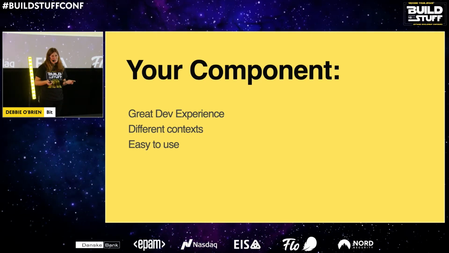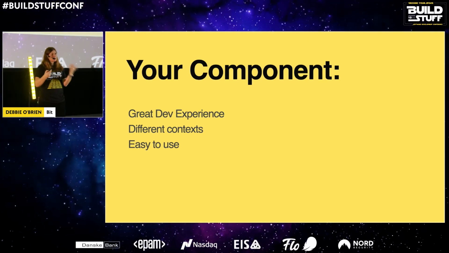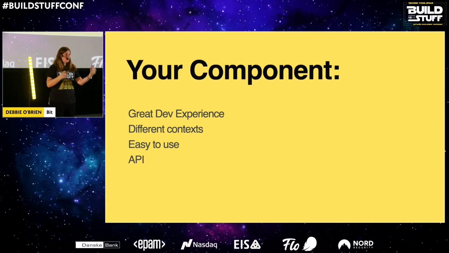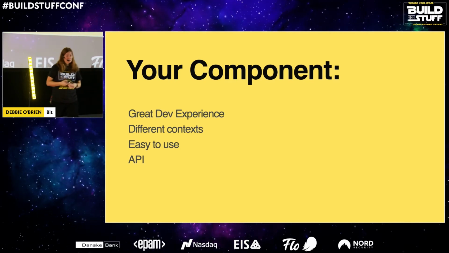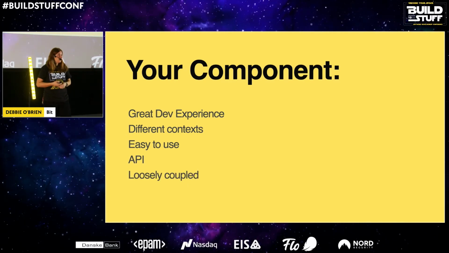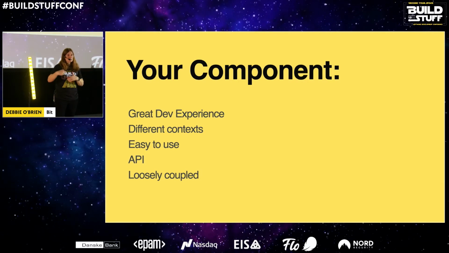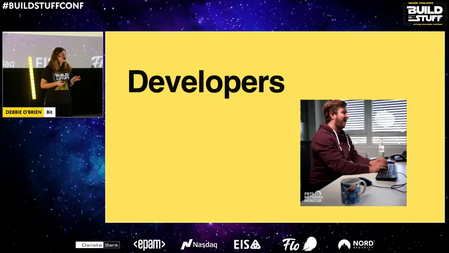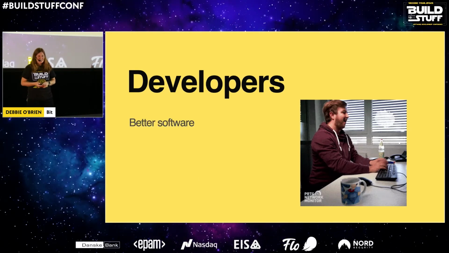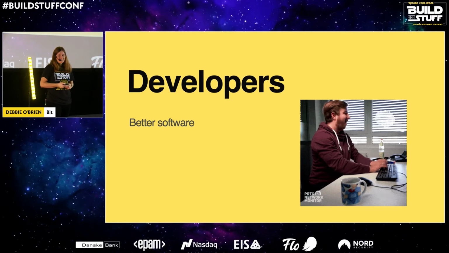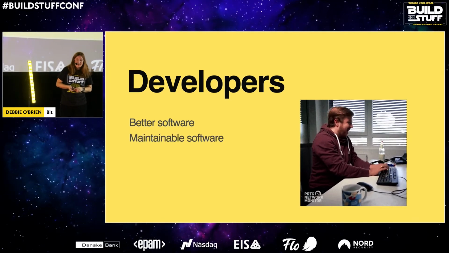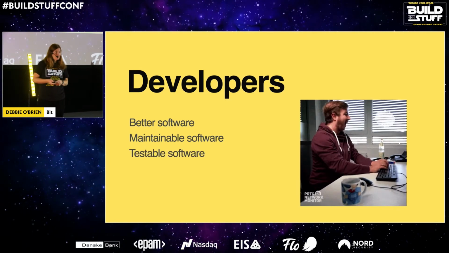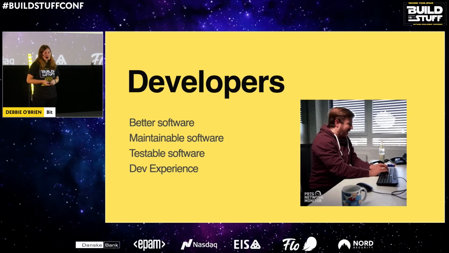You should know how to use it. You should be able to document it so people can see how to use it. The API should be documented so you know what you have available to you, what you can actually use and what's missing, for example. It should be loosely coupled, so you're not coupled to some big data store, for example. And once you do that, we as developers are going to write better software. We're going to write more maintainable software. We're going to write more testable software. And we're going to have a better developer experience.